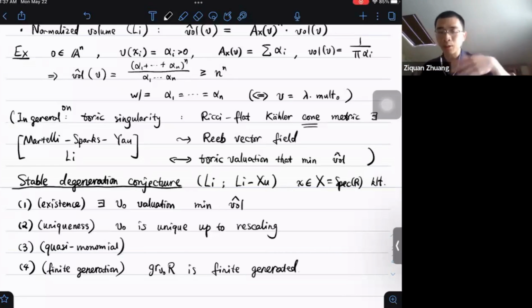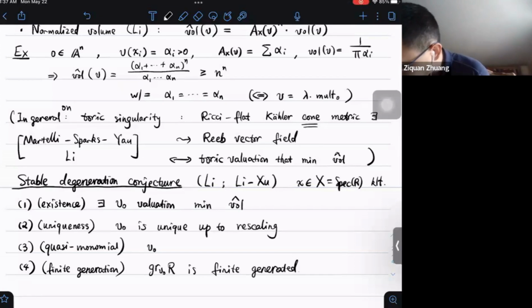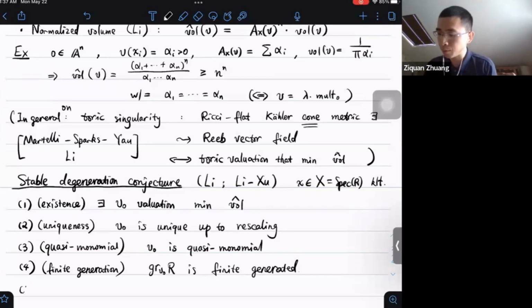So after passing to some log resolutions, this valuation is really looking at weighted multiplicities of rational functions at a certain point. But in general, valuations can be just approximated by this kind of valuation. Okay, so I want the minimizing valuation to be quasi-monomial. So that's necessary if you want finite generation.